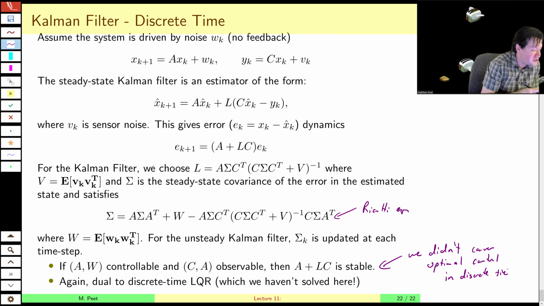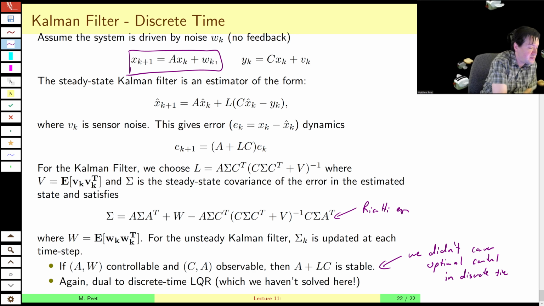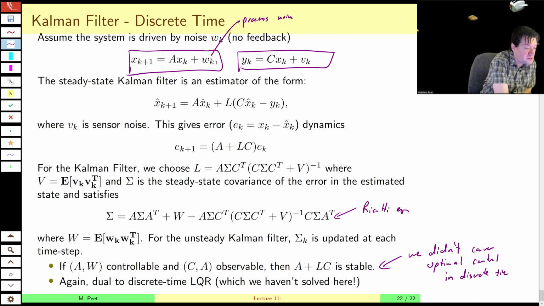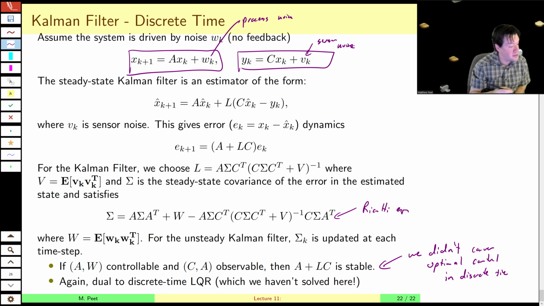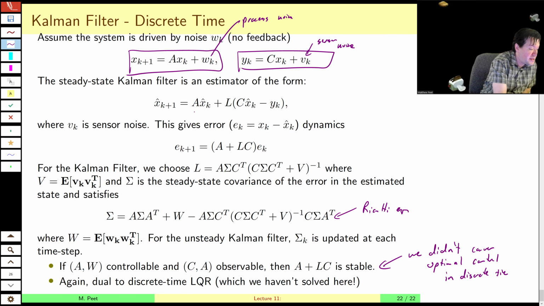I don't want to spend too much time on it, but here it is. Here's our nominal system, with process noise. Here are the sensors, sensed output, and sensor noise, same as before. Estimator, as before: propagate the estimate. Surprise: this is the expected output, y hat, minus the actual output, the surprise term here.